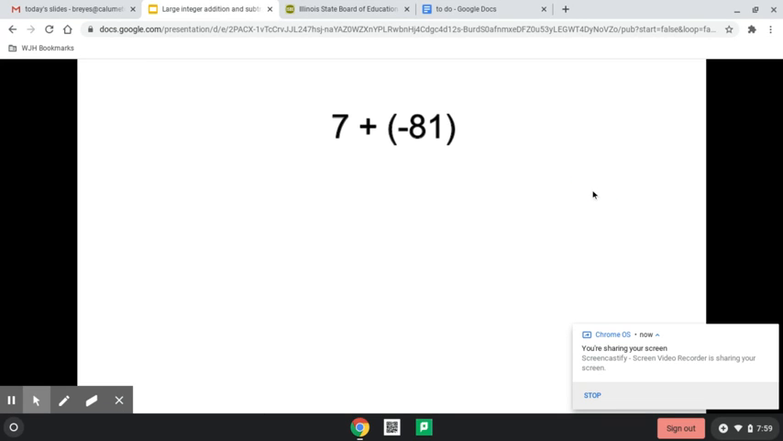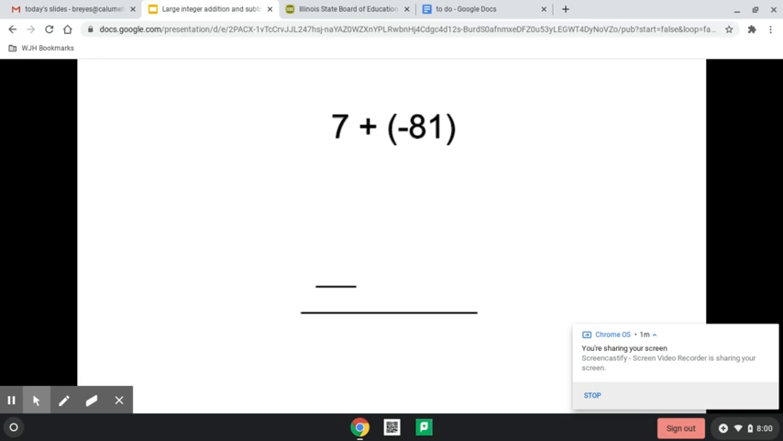So the first thing you need to do is you need to notice that these are opposite sign integers. The 7, you can't see it, but it's positive. The negative 81 is obviously negative. So that means we're going to set up a subtraction problem because they are opposite signs.